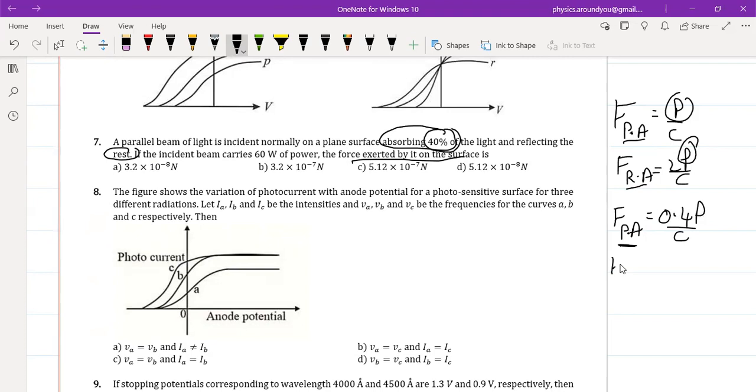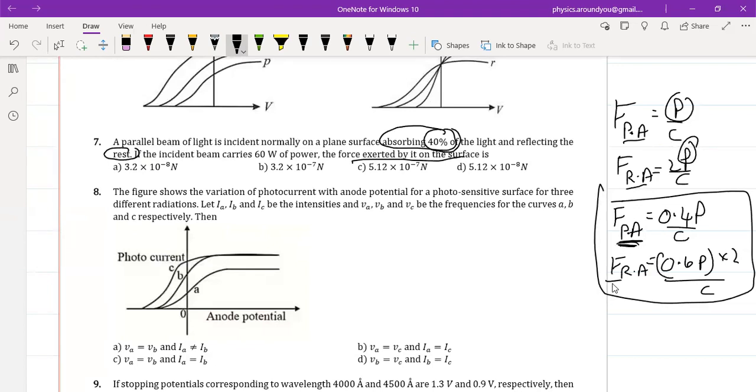And what about the perfectly reflecting component? If it is absorbing 40, it is reflecting 60. So it is reflecting 0.6 P, multiplied by 2 by C. So these would be the individual forces. This one is due to the perfectly absorbing component, and this one is due to the perfectly reflecting component. And the total force would be the sum total of these two.